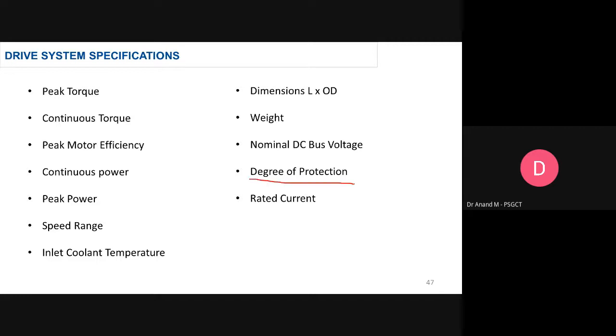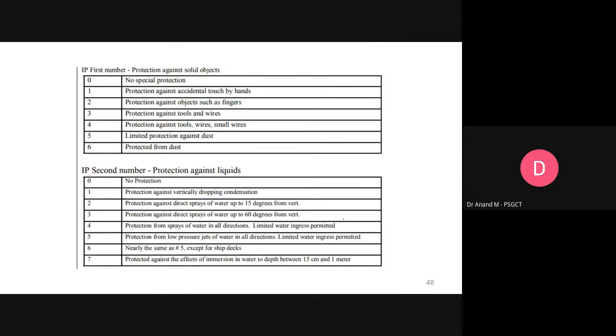So several OEMs bound their product with respect to their IP models, the ingress protections, which are defined by a set of standards: protection against solids, liquids, gases, with respect to the environmental condition in which the drive is used, and the type of application. Even a small vibration, all kinds of things should be considered with respect to the IP protection.